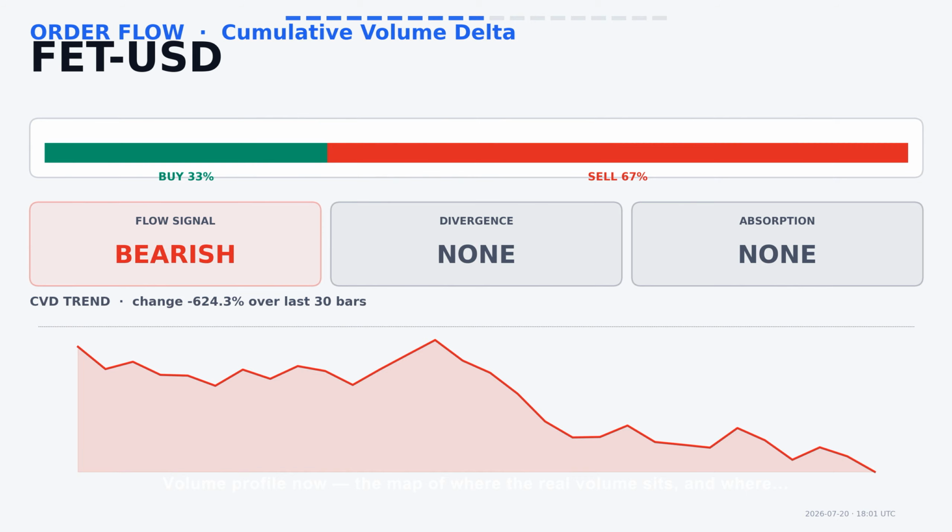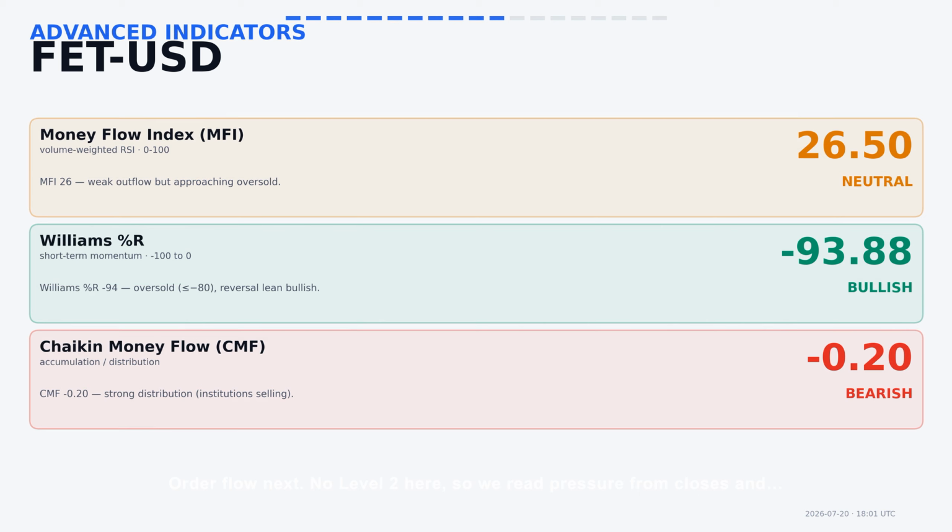Order flow next. No level 2 here, so we read pressure from closes and volume, a solid proxy. Over the recent window, buying pressure accounts for 33% of volume versus 67% selling. The overall flow signal is bearish. And to round out the indicator suite, 3 more advanced reads.